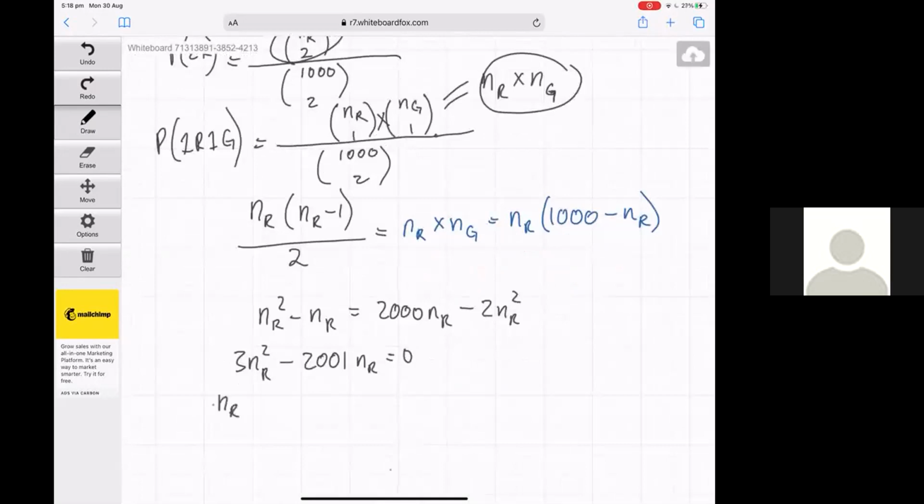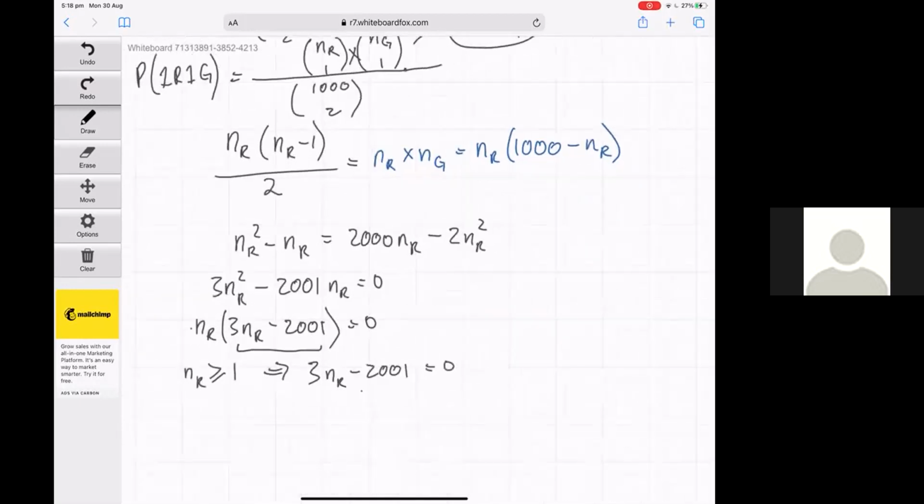So if I factorize, what are the solutions to this? Either nr is 0 or this factor is equal to 0, but nr can't be 0 because we know that there's at least one red marble. And so that means that 3 nr minus 2001 is equal to 0, which means that nr is 2001 on 3, which is 667.